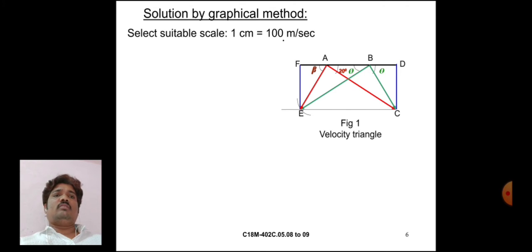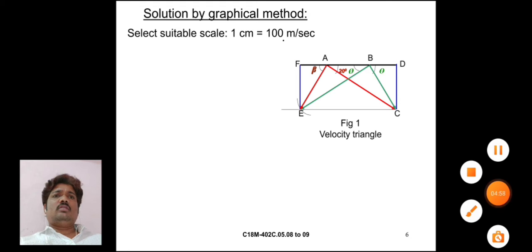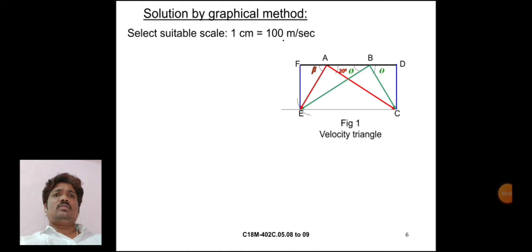Solution by graphical method, using velocity triangles. Select a suitable scale: 1 centimeter is equal to 100 meters per second. In this figure, the velocity triangle, beta, alpha, AB, FD, CDE, these are indicated.